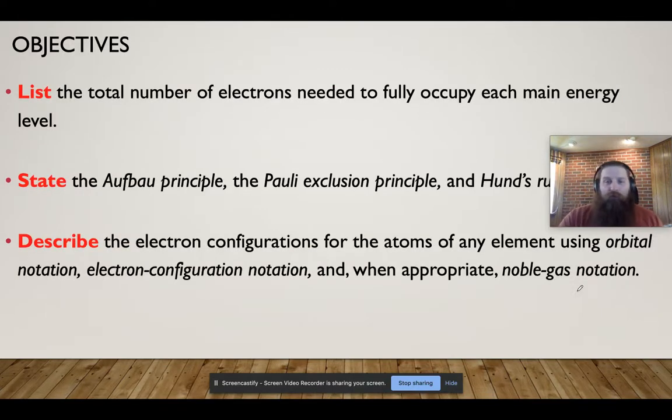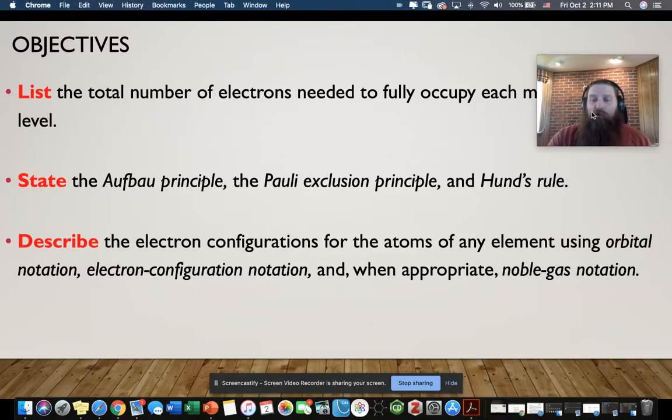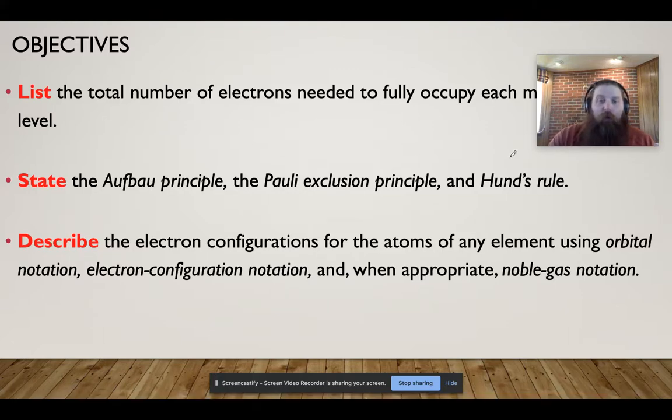So here's what we want to do with this. We want to be able to identify where things are living, or where the electrons are living around this atom. We want to use the Aufbau principle, the Pauli exclusion principle, and Hund's rule in order to identify correct electron configurations. That's what we call the address where an electron lives, and incorrect electron configurations. We also want to be able to use something called orbital notation, electron configuration notation, and sometimes noble gas notation, which is often called shorthand.